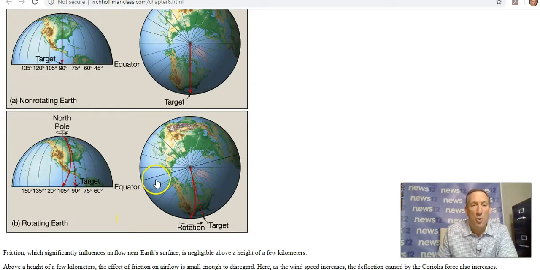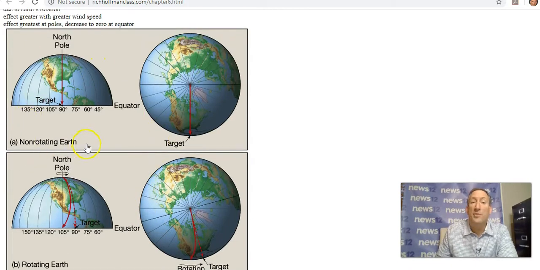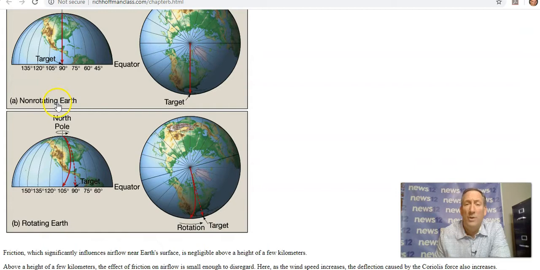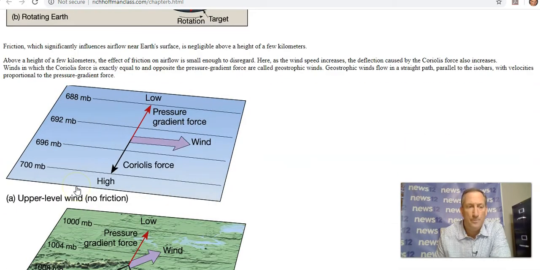So looking at, again, the Coriolis force. With a non-rotating Earth, the wind will flow straight from the North Pole right down towards the equator. But we are looking at a rotating Earth, and that wind will deflect to the right thanks to the Coriolis force. Again, if you're looking from the North Pole towards the equator in the northern hemisphere, it deflects to the right, the Coriolis force. Not the left, not the north, not the south, not the east. It deflects to the right in the northern hemisphere.